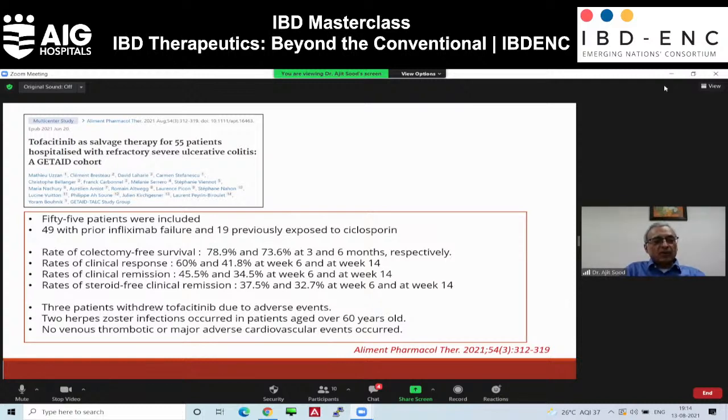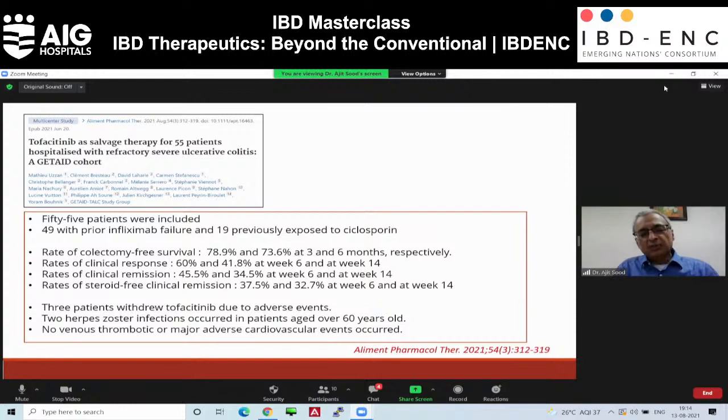There also they found that the clinical response was good, more than 60%, and even clinical remission was achieved in 45% and 35% of patients at week 6 and week 14. There were adverse events, as Charles has been mentioning. Tofacitinib has its own problems, herpes specifically, and elderly people in this series also, more than 60 patients had herpes. But thankfully, venous thromboembolic episodes were not seen.